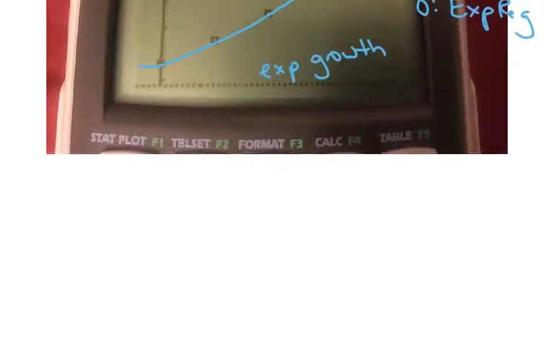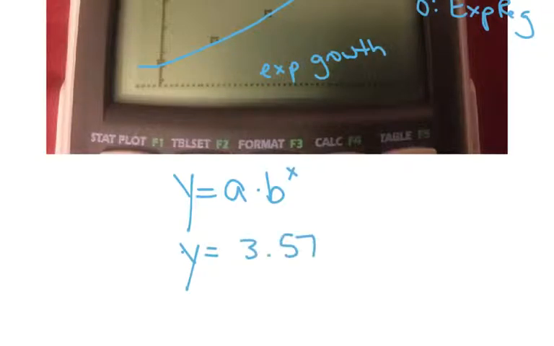The equation is going to be in the form y = a times b to the x, because this is an exponential equation. So the equation is going to be y equals about 3.5758, I'm just rounding it to 4 decimal places, times 1.02, I guess it's going to round it, to the x.